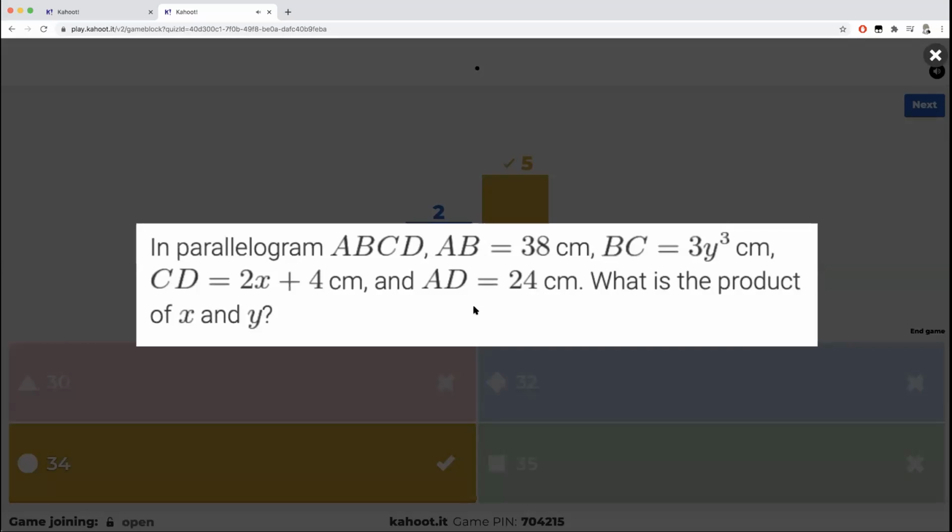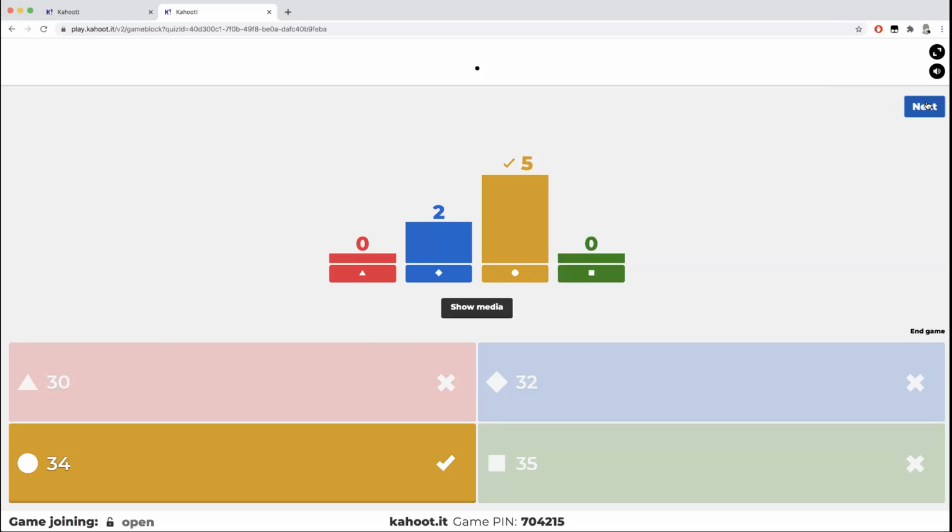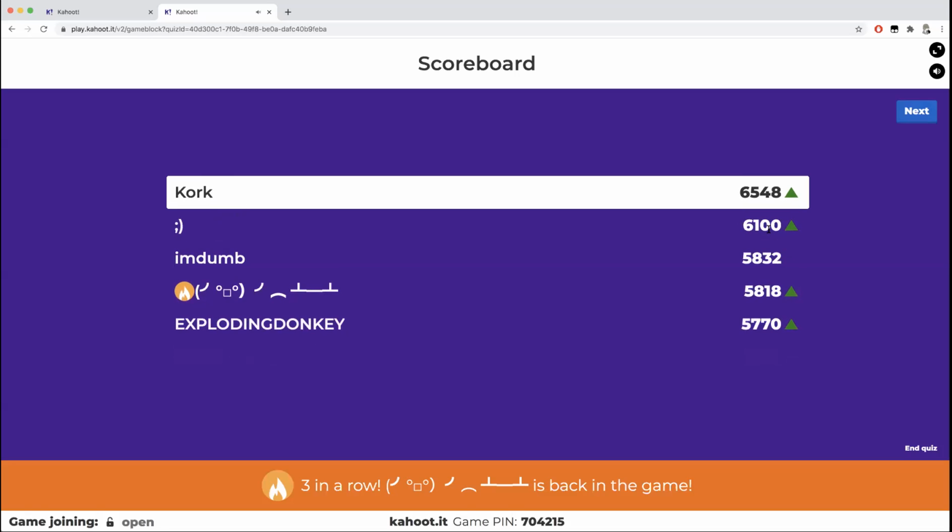We got 34, which is correct. Yeah. Ooh, Conic is number 1 now. Nice.